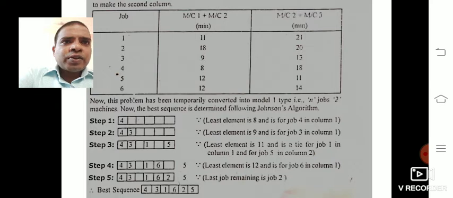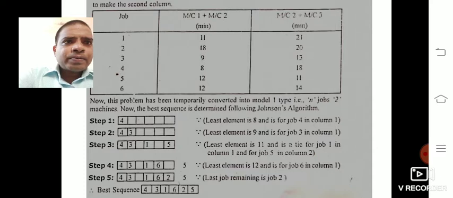Similarly, the next minimum processing duration is 9, which occurs in the first column, for job 3, so you can place it towards the left side. So you have placed 3 in step 2. Next, step 3: the least element is a tie, 11 for job 1 and 11 for job 5 in column 2. Okay, you can place any one.